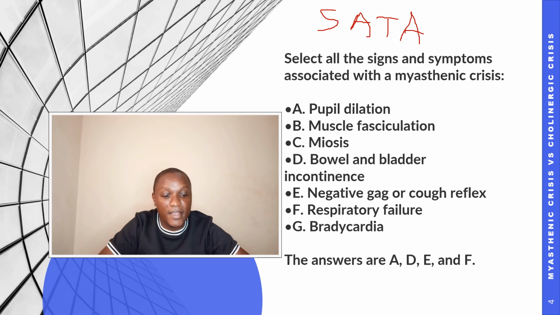So the answers are A, D, E, and F. A is pupil dilatation. Pupil dilatation, which we said is mydriasis, is found in myasthenic crisis. Then there will be bowel and bladder incontinence. That is also in myasthenic crisis. Then there will be a negative gag or cough reflex, also found in myasthenic crisis. Then there will be respiratory failure.